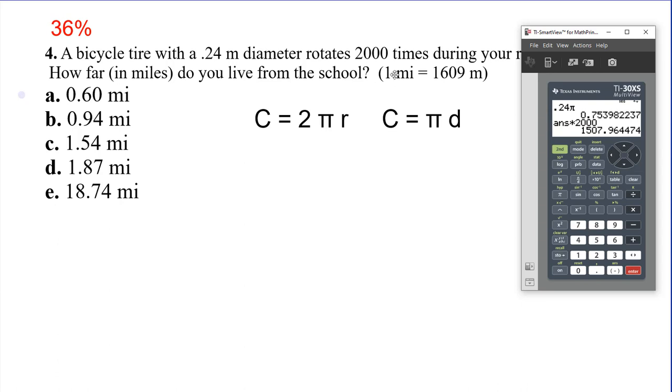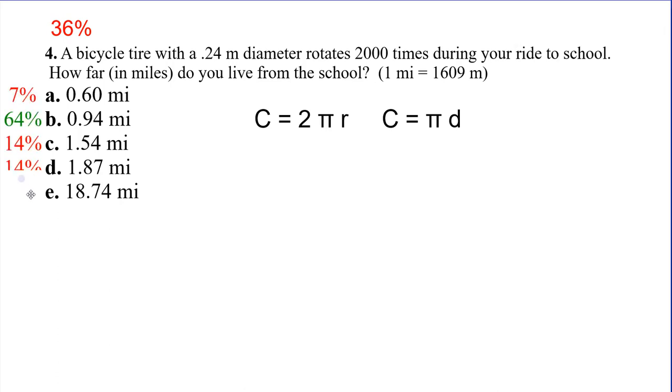And then they tell us the conversion factor, 1 mile is 1,609 meters. So all we'd have to do to change this to miles is divide it by 1,609, which would leave us with the decimal, which, when we round to the nearest hundredth, would be B as in Bravo. So most of you got that one right, so that's good.